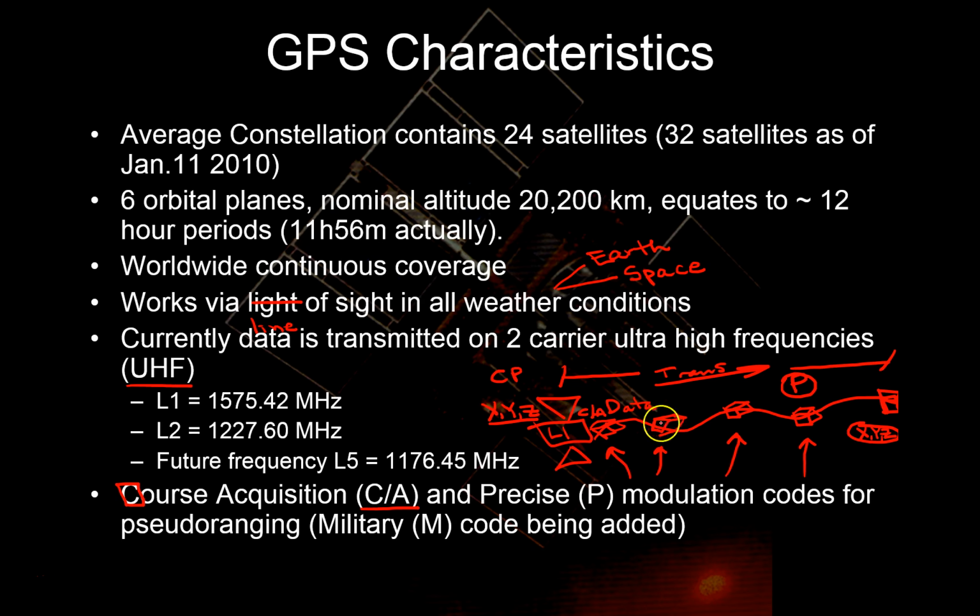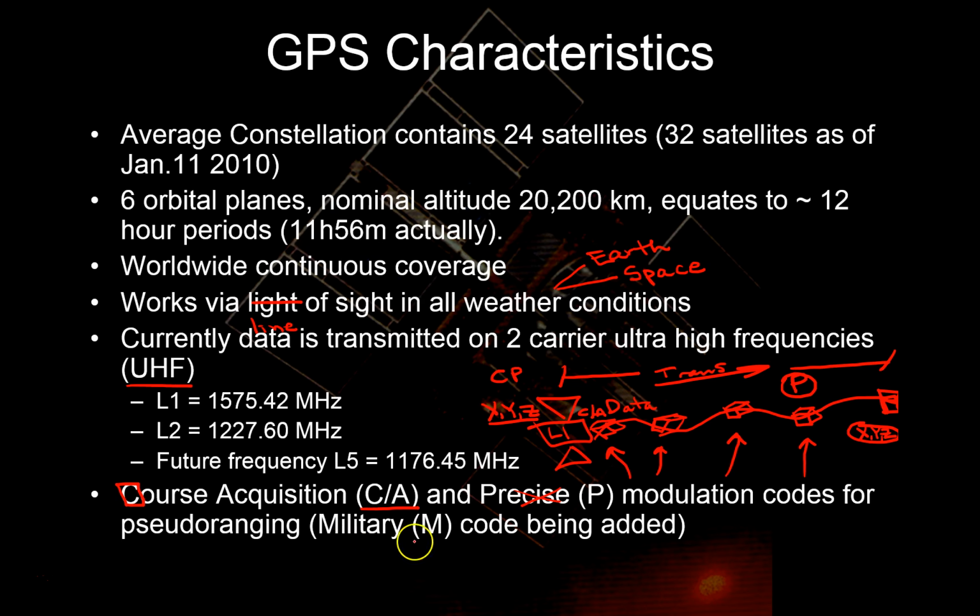However, there are other codes that are modulated. One is the P code, which is known as the precise code. The precise code is encrypted, what's known as anti-spoofing. Then you obviously need the decryption capabilities to utilize the P code. So for us, as civilians, we don't utilize the P code.